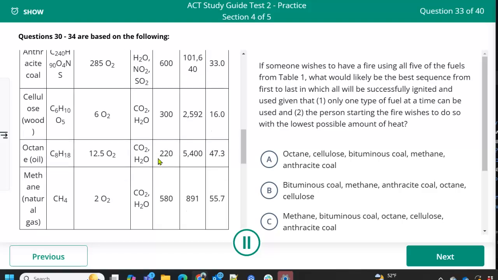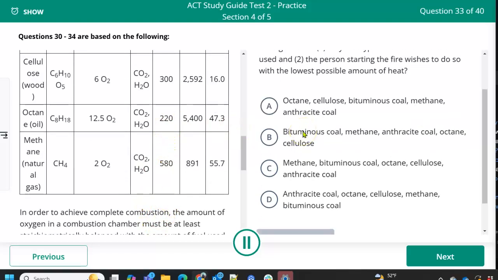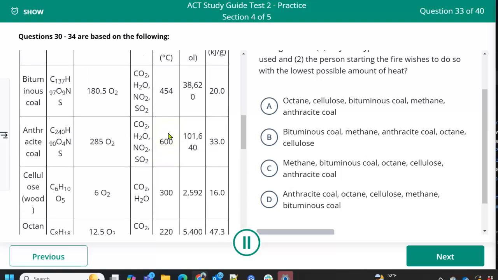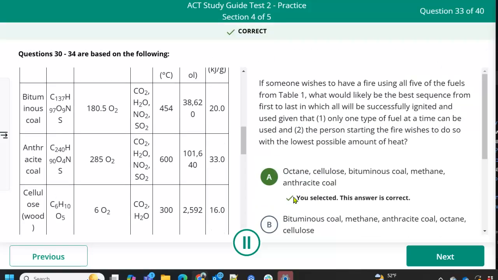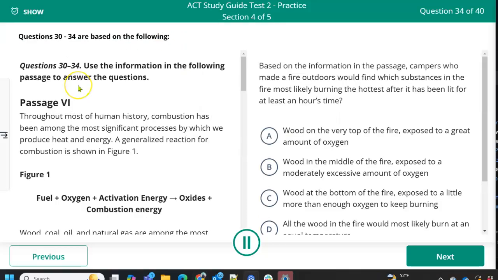Okay, what's the lowest thing on here? Octane. What do we have in the answers? Well, there's really only one that starts with octane. Let's move ahead a little bit and see if we're proceeding in the right direction. Cellulose is 300, yes. Bituminous coal, 450. Yeah, so it looks like this is the right order here. All right.